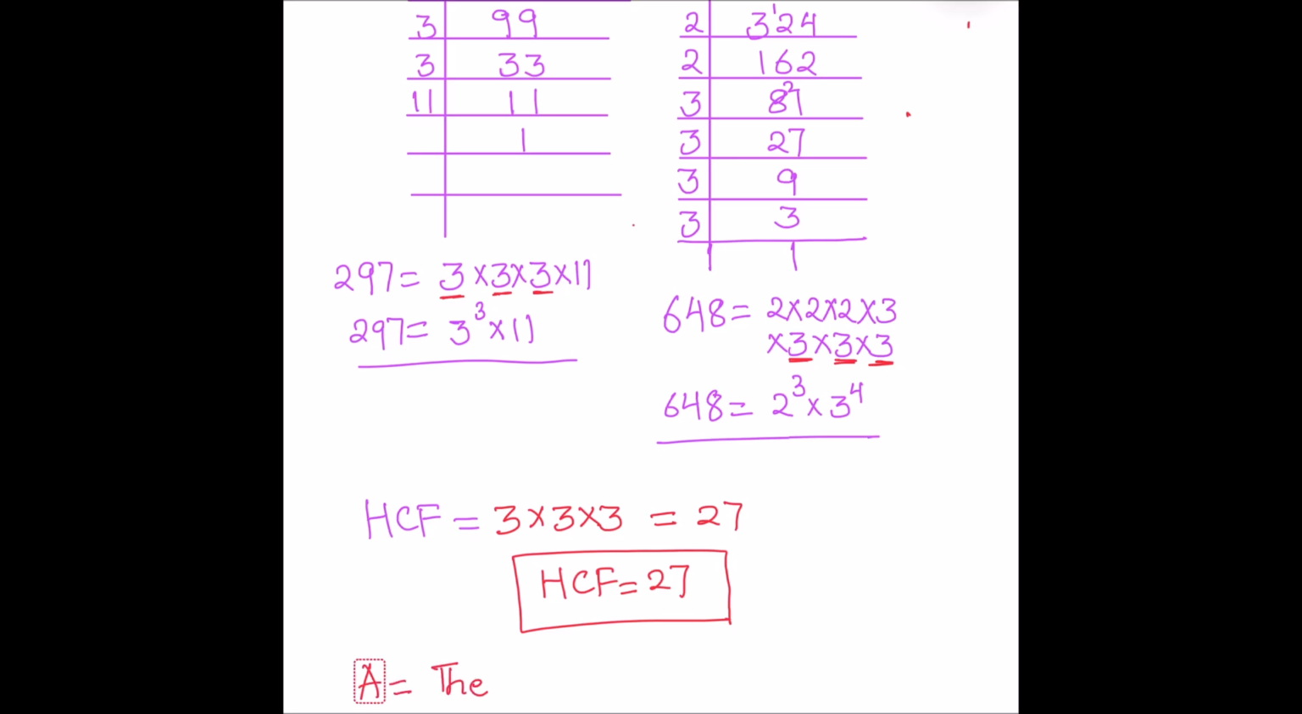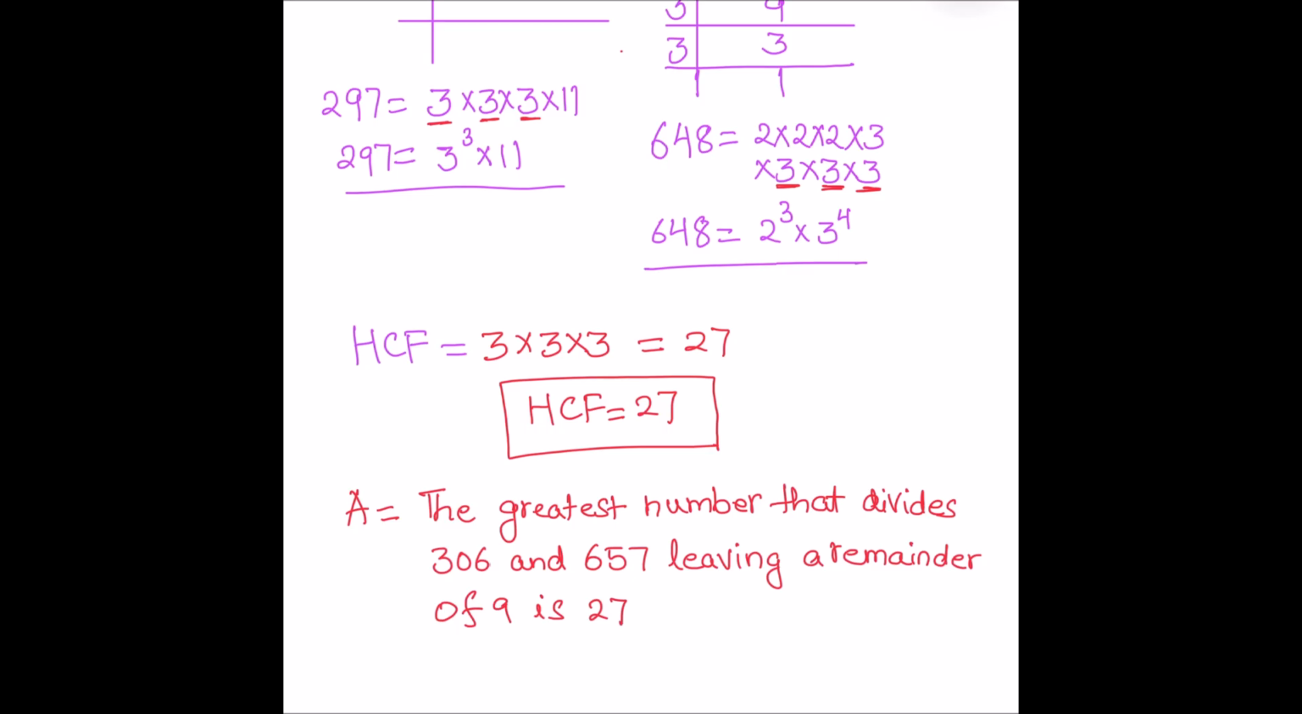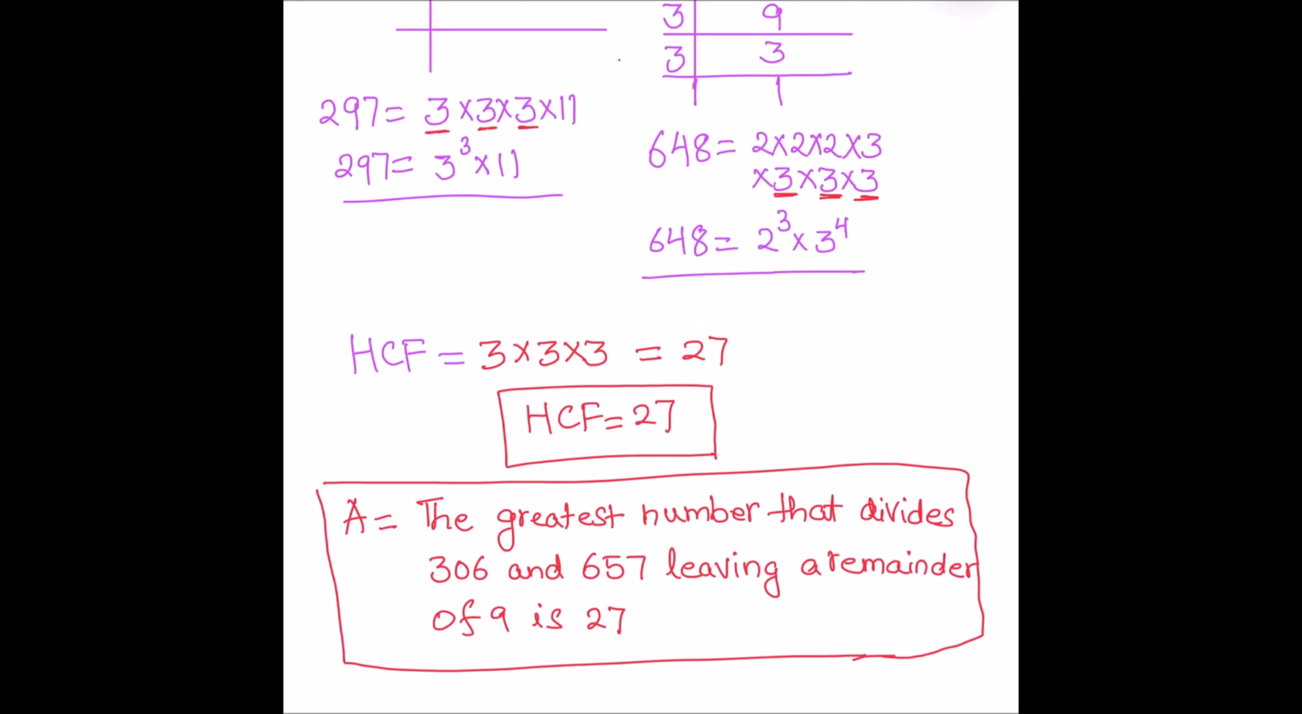The greatest number that divides 306 and 657 leaving a remainder of 9 is 27. So this is our final answer. We are going to box the answer, and this completes our last question. So let's take a look at the solutions of these word problems based on LCM and HCF once again.